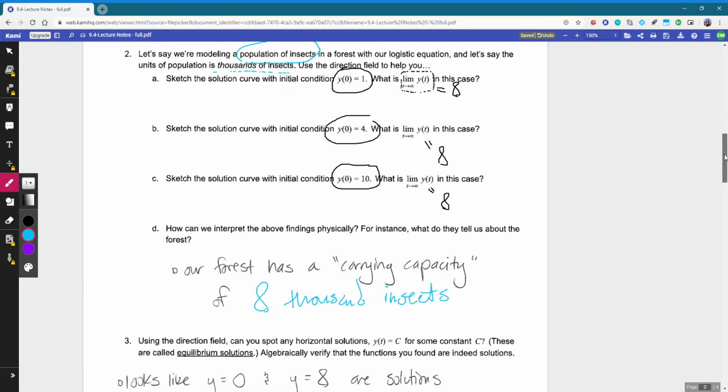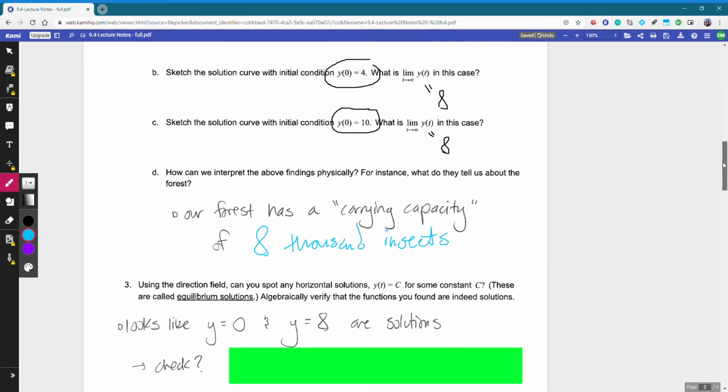All right, so next, we talked before about how from direction fields we often can't find exact formulas for solutions, but sometimes if there are straight line solutions, we can spot those in our direction field. And so this is about spotting a couple of those. Using our direction field, can we spot any horizontal solutions? So just constant functions, essentially.